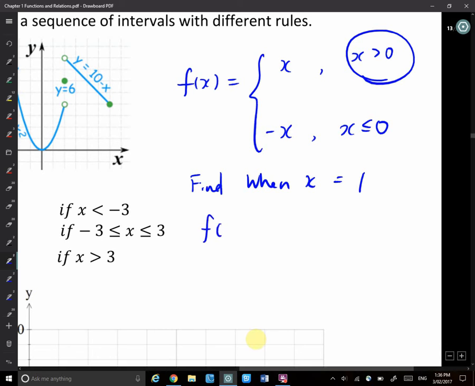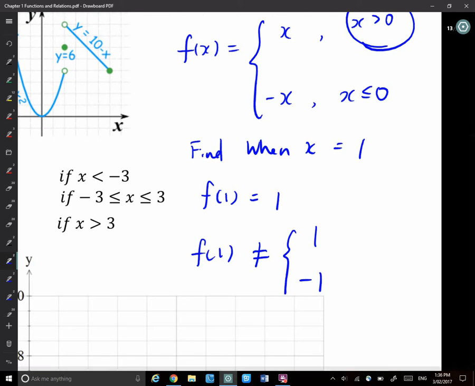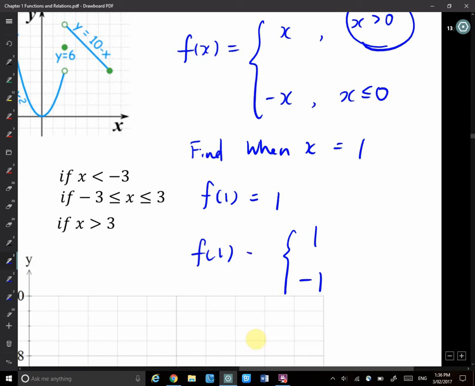So my f(1) will only equal 1. My f(1) does not equal 1 or negative 1. That's not the answer. I see half of the class give me an answer like this for that hybrid function question.